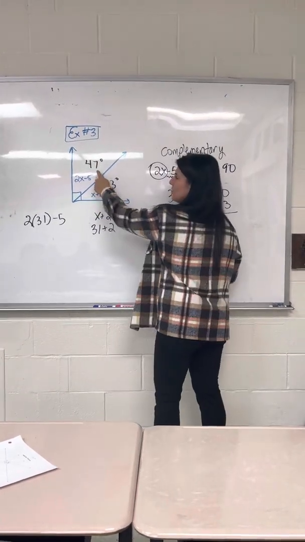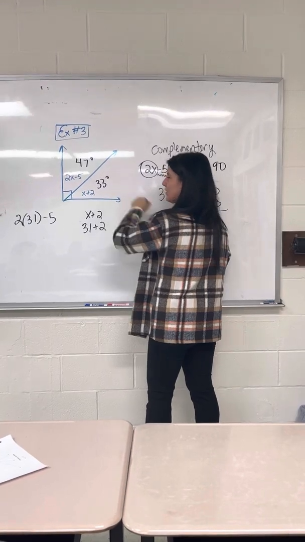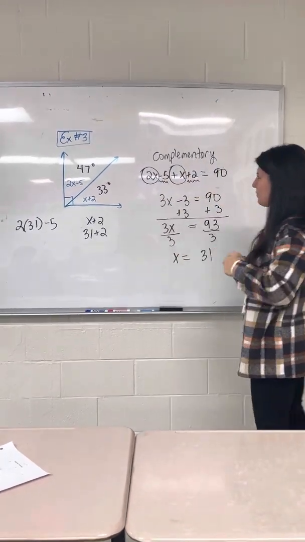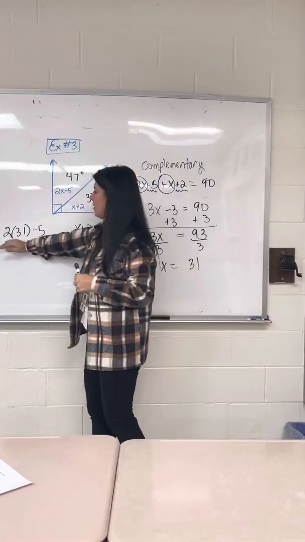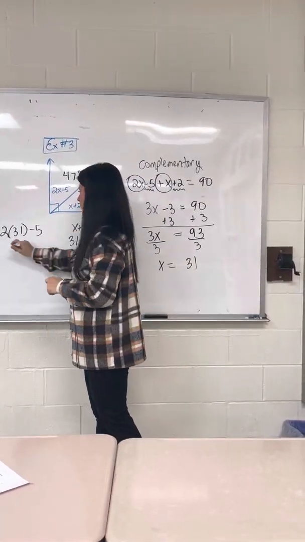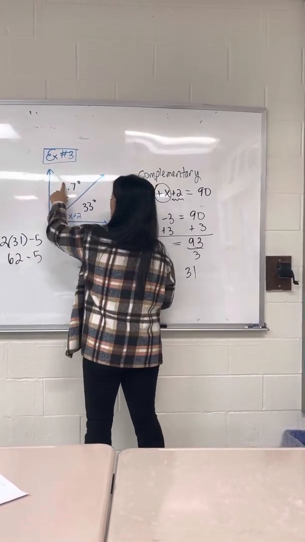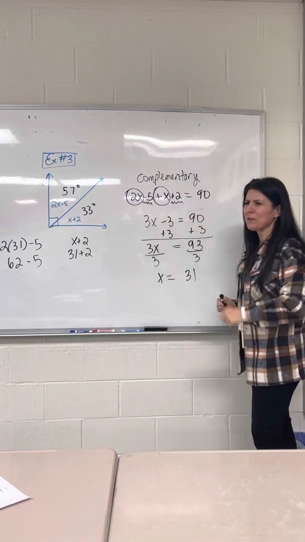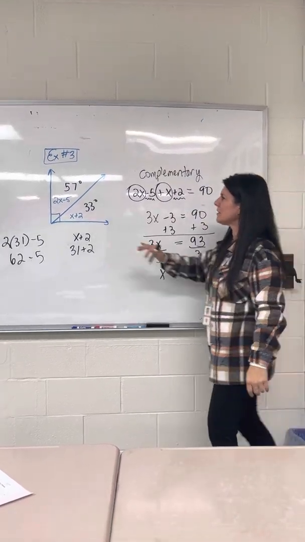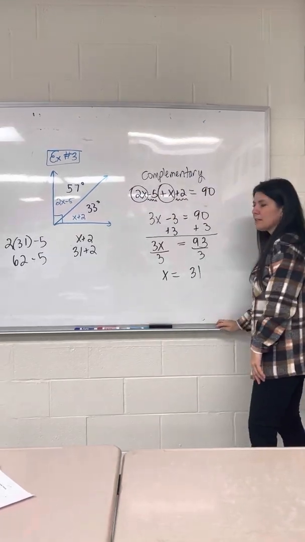When I add these two things together, do I get 90? Yes, I do. Was it 62 minus 5? Yeah, 2 times 31 is 62. Wouldn't it be 57? It would be 57. Thank you, guys. 57 and 33, yeah, that would have given us 80 instead of 90. 57 and 33 add up to 90. And they are complementary, we can see that in the picture.